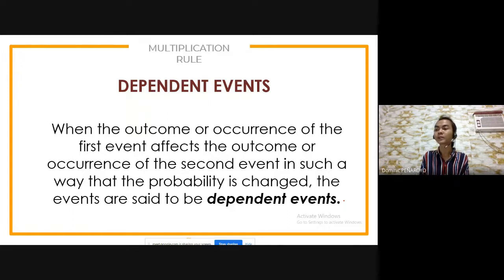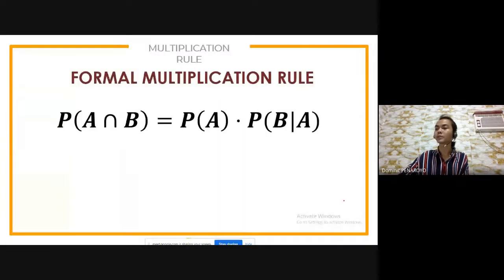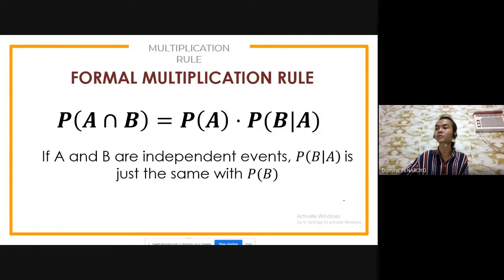Okay, so there is a change on the second trial because of the first trial. So that is what we call dependent events. This is the formula we have for dependent events. We call it the formal multiplication rule. So if A and B are dependent events, this notation here is just the same as the probability of event B.